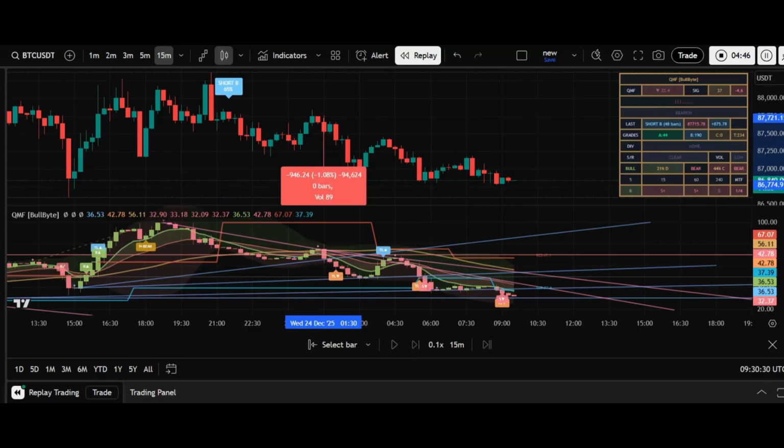Now, let me quickly walk you through the dashboard. I've added notes within the indicator on how to read it, but here's a quick overview. The first section shows your last signal and how many bars ago it appeared. Below that, you'll see the current QMF reading. Then there's information about support and resistance breaks, divergences, and when they last occurred.